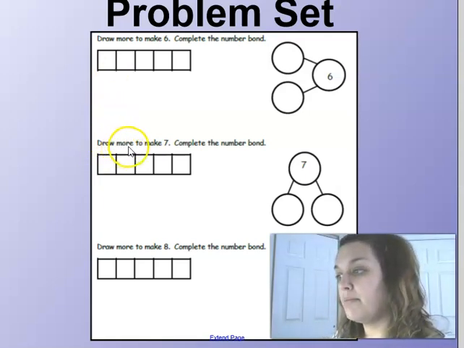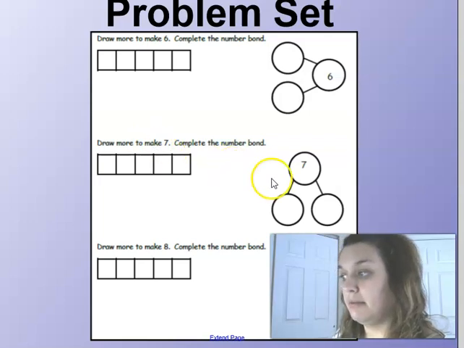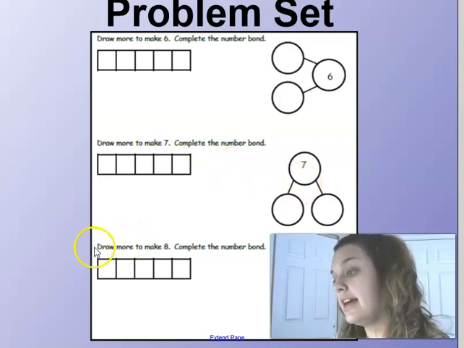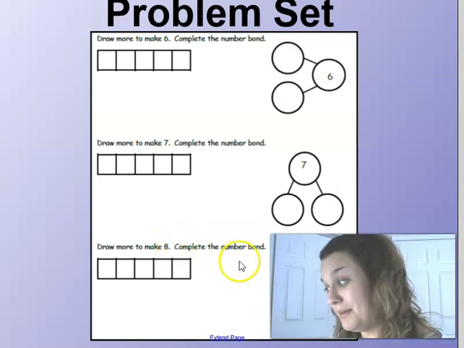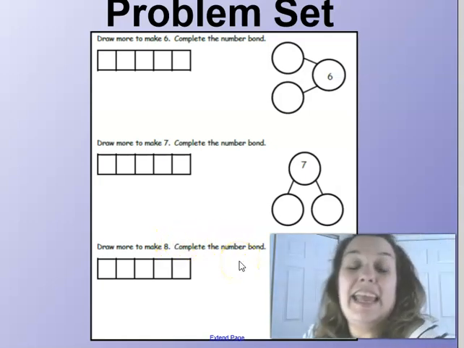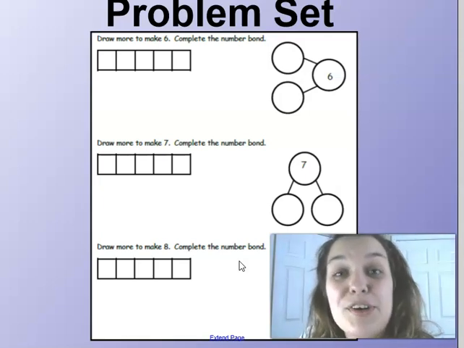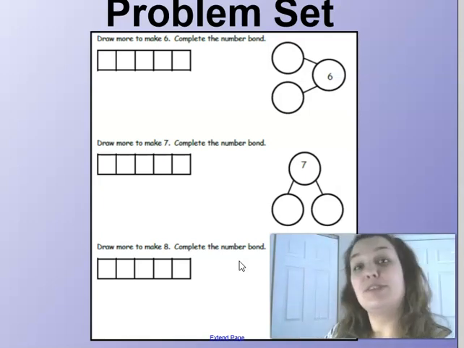This one says draw more to make 7 and complete the number bond. And this says draw more to make 8 and then complete the number bond. I can't wait to see your hard work, and we will go over the answers before we start tomorrow's lesson.